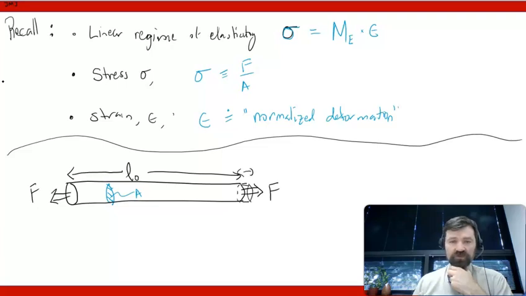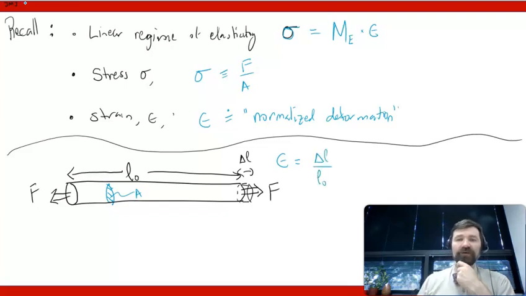So this strain right here comes from a delta L. And so my epsilon in this case would look like delta L per unit L naught. My stress is however much force this is divided by whatever the cross-section area of the rod is. And we're assuming a uniform rod here, as opposed to, say, a conical shaped rod or something like that.